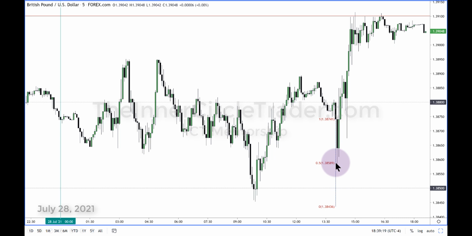Measure that with your fib, and here's the halfway point. So that's the consequent encroachment of this wick, because we treat wicks like a gap. That's 1.38589, tenths of a pip.